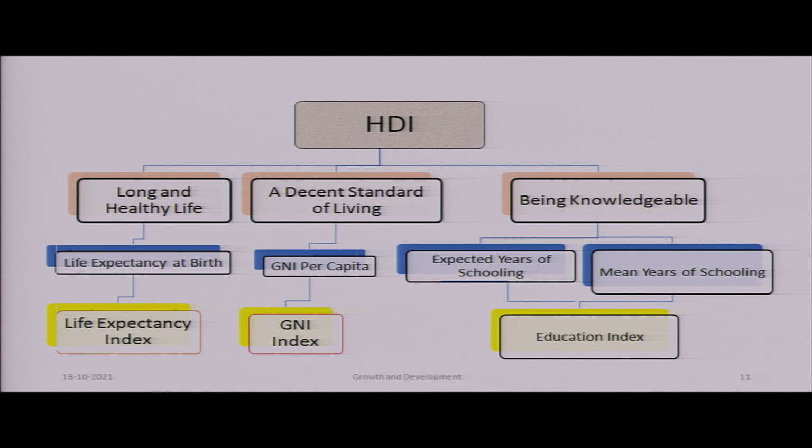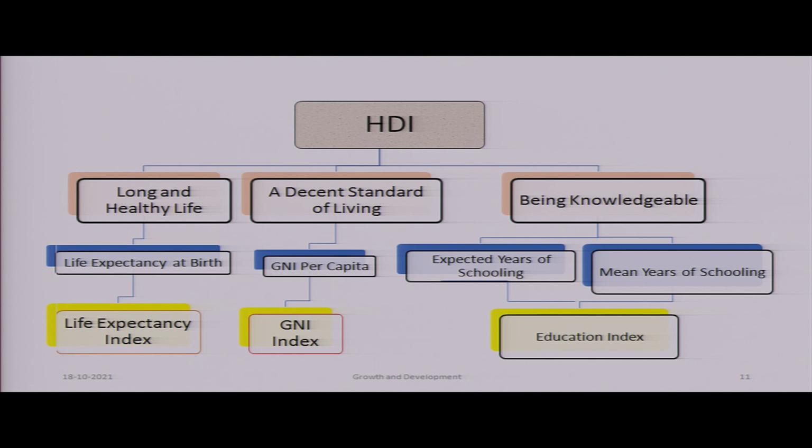Gross national income is the GDP, which we discussed in the beginning, plus the amount which we receive from overseas. That gross national income per capita gets converted into the GNI index. So that's the second index.